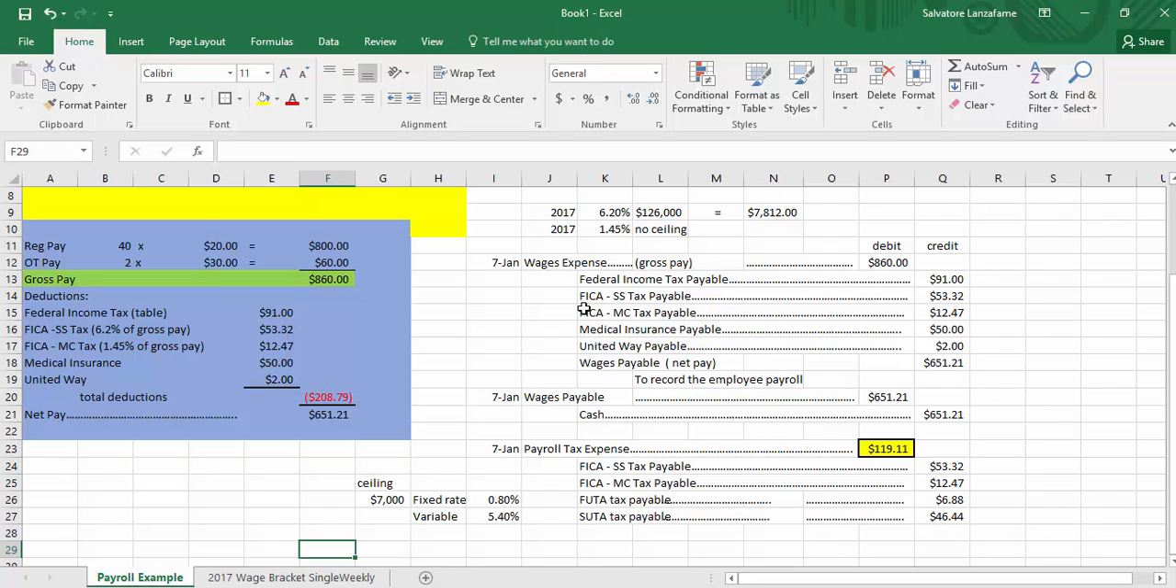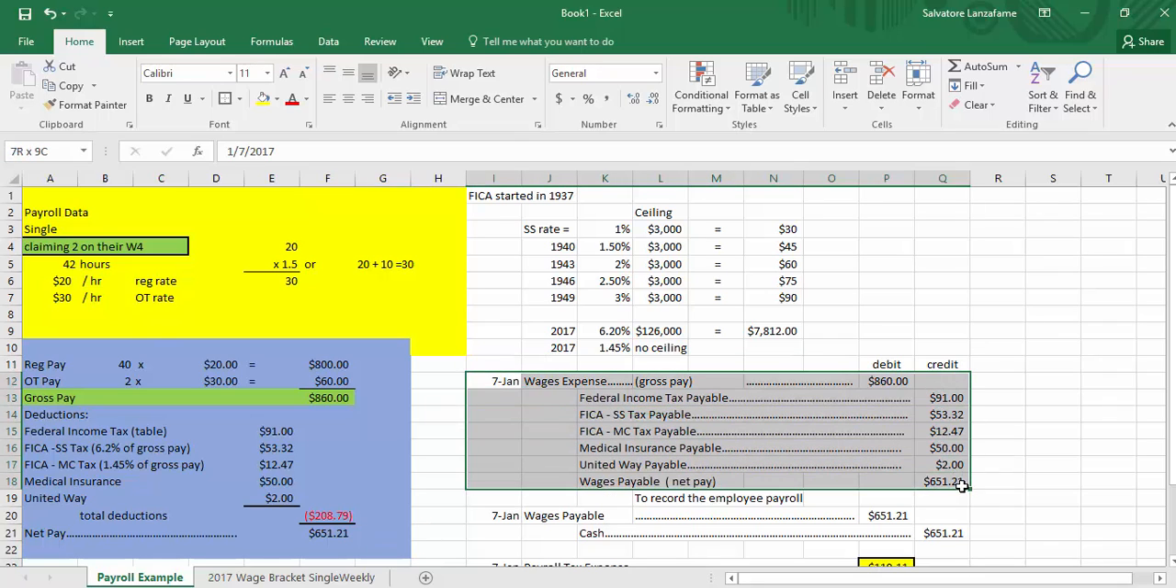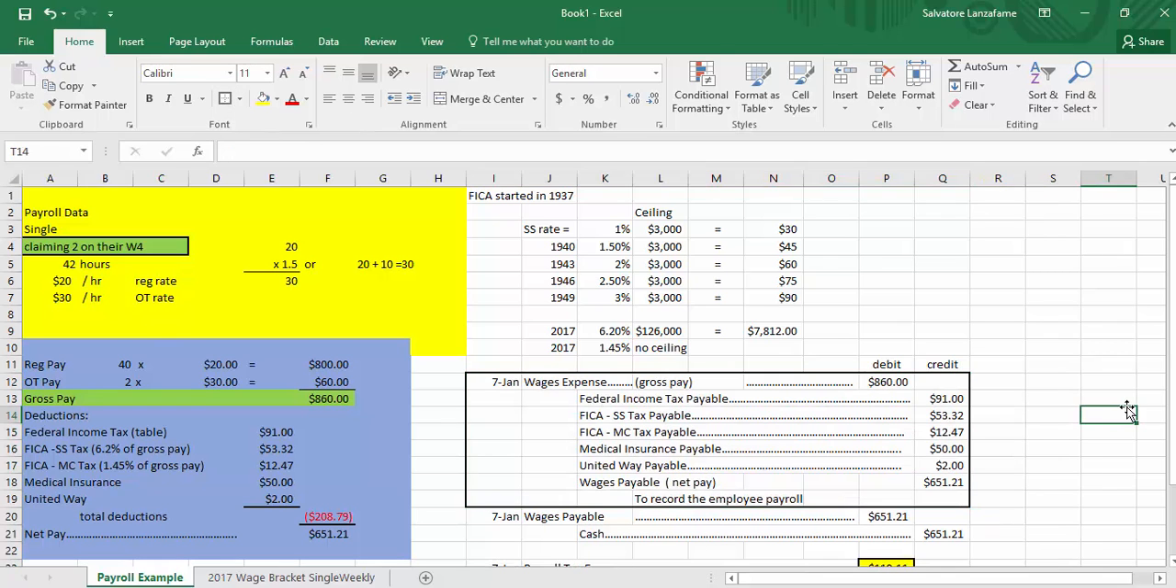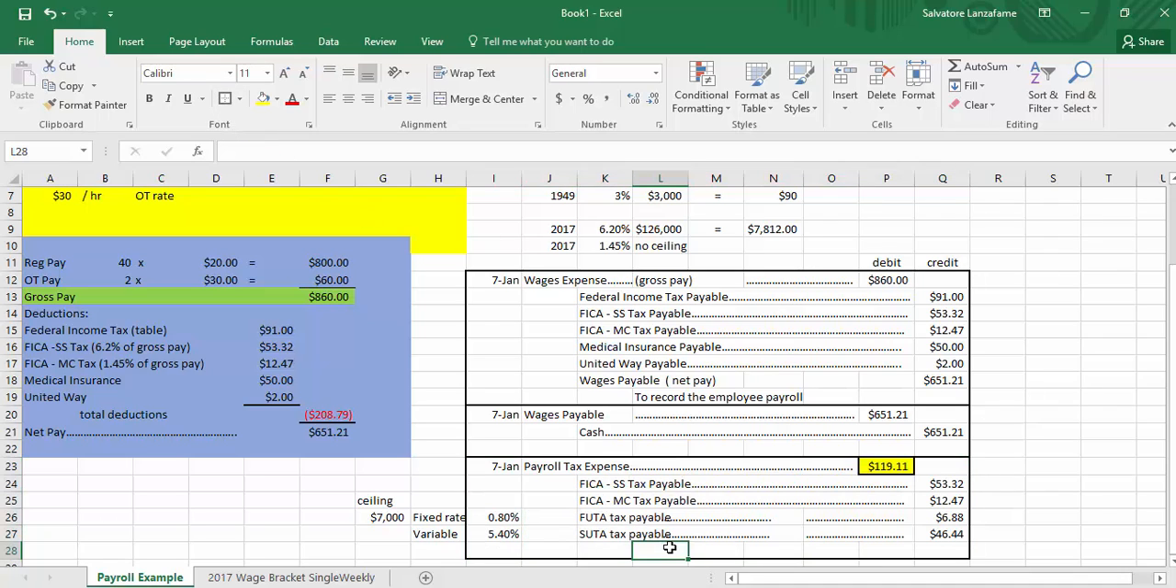Okay, well, we've seen some data on payroll. We calculated regular pay, overtime pay, gross pay. We figured out deductions, and then we calculated net pay. From that information, we then did 3 journal entries. First journal entry was to record the employee payroll. The second journal entry, we were dealing with paying off the liability that we created in the first entry. And then the third entry was to record the employer payroll taxes.